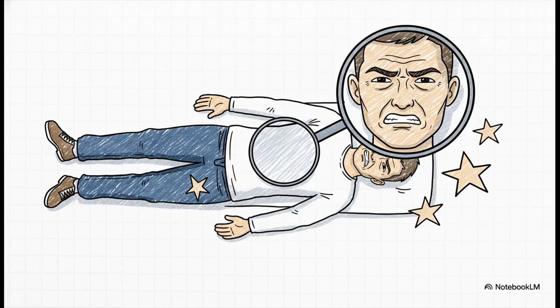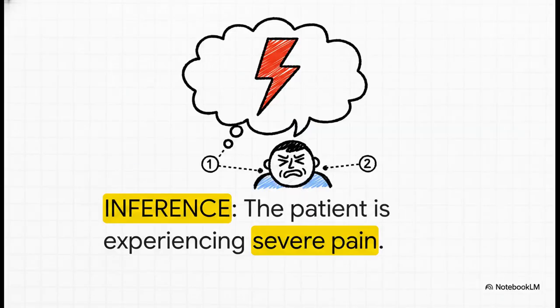So, here's your second cue. You look at their face. Their expression is tense, and you can see they're grimacing. Again, this is a directly observable fact. Now, you take those two separate cues, lying still and grimacing, and you make the logical leap. This right here is your inference. The patient is experiencing pain.